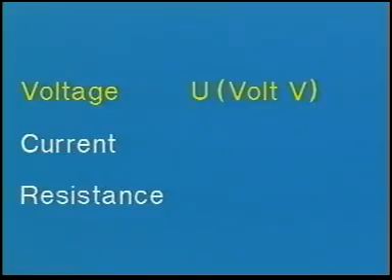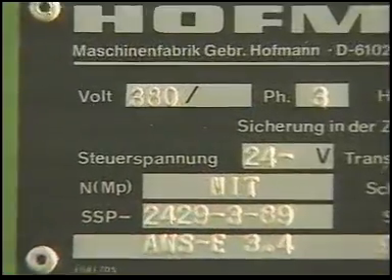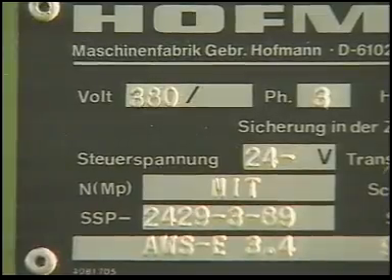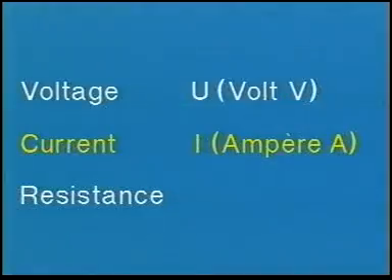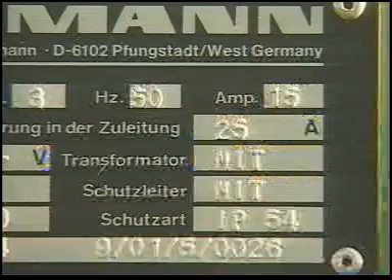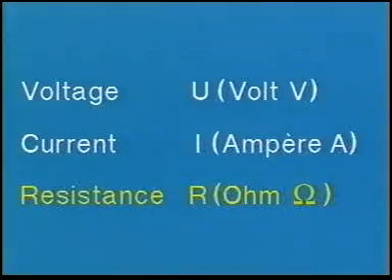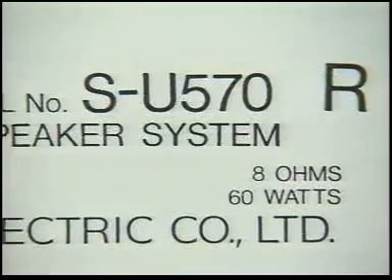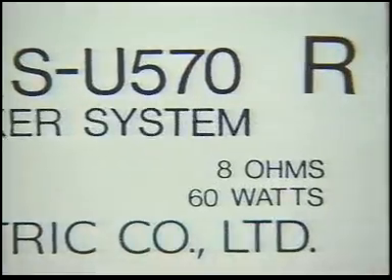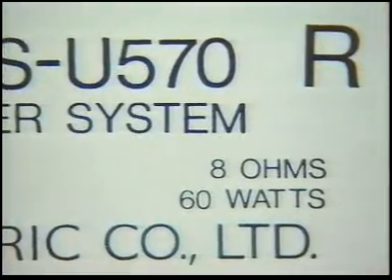Voltage has the symbol V and is measured in volts. A rating plate on all electrical devices indicates with which voltage the device is to be operated. The current has the symbol I and is measured in amperes. The rating plate also indicates how much current a motor consumes. And finally, the resistance has the symbol R and is measured in ohms. This value indicates the resistance with which a load opposes current flow.